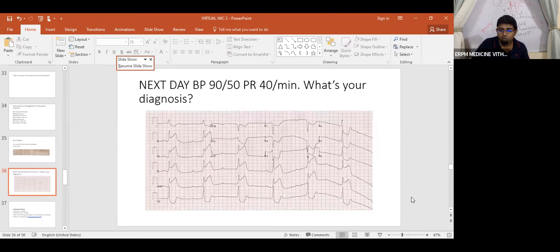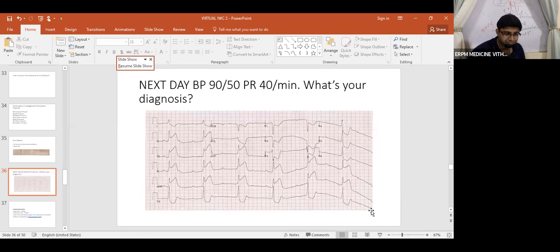Do you expect him to have a heart block? Yes. Why did you expect him to have a heart block? Because he has an inferior involvement. Because it is an inferior MI. Understood? Inferior MI can cause heart block.